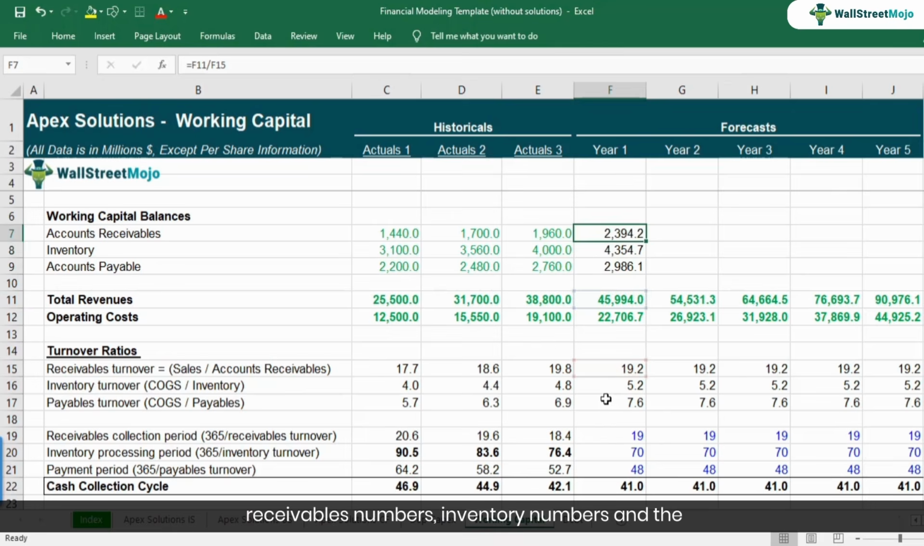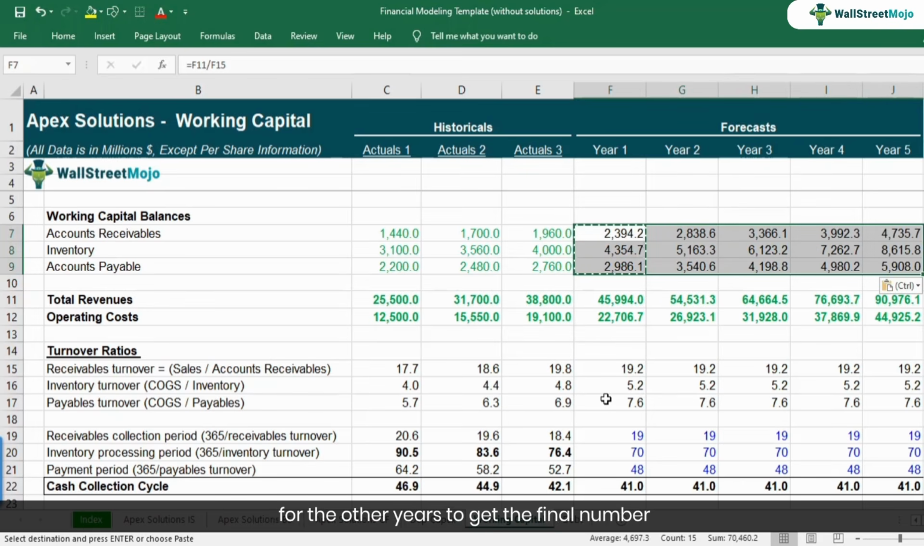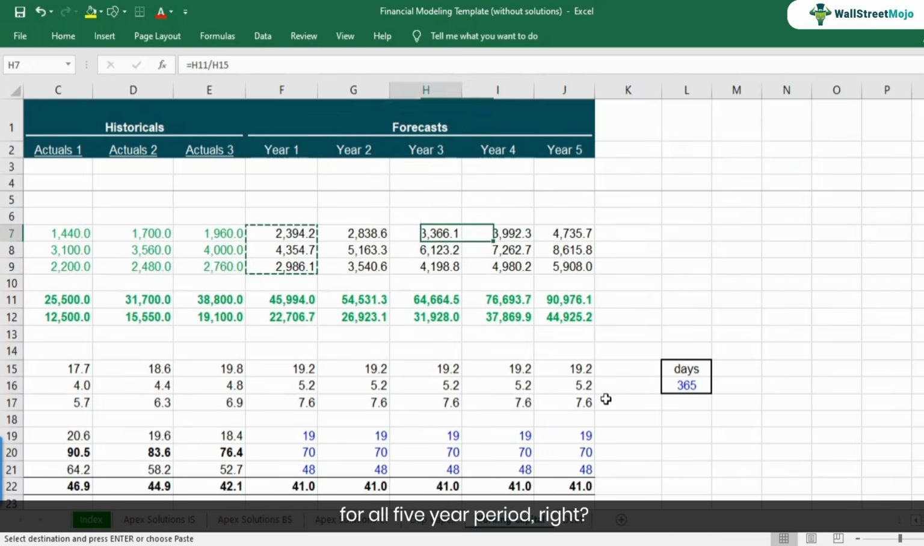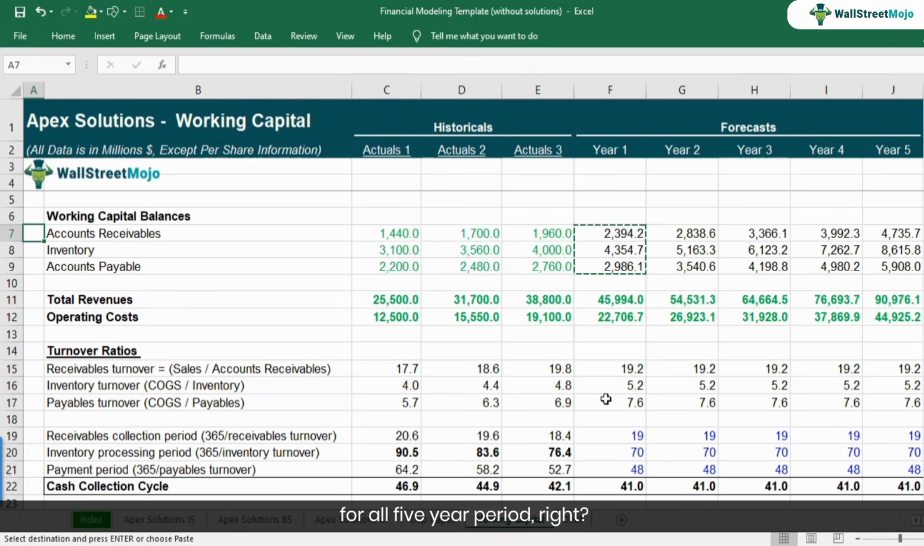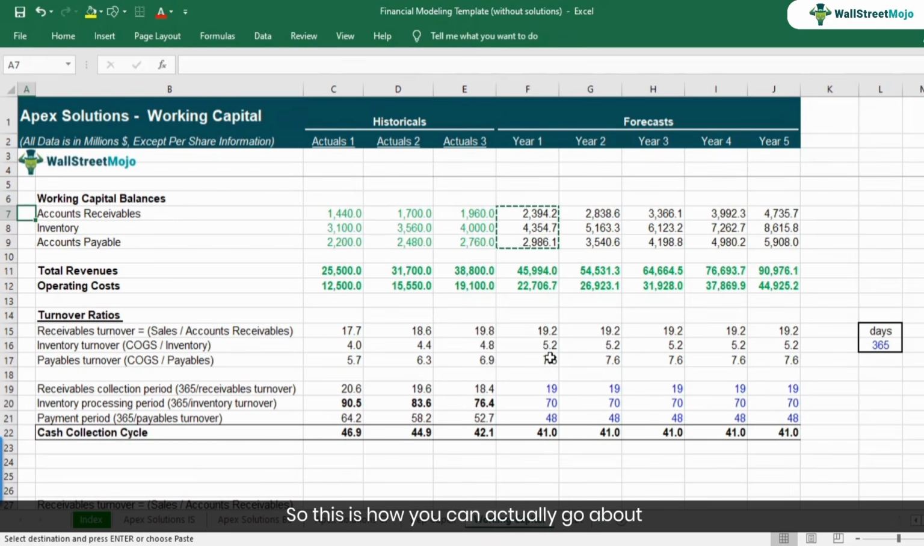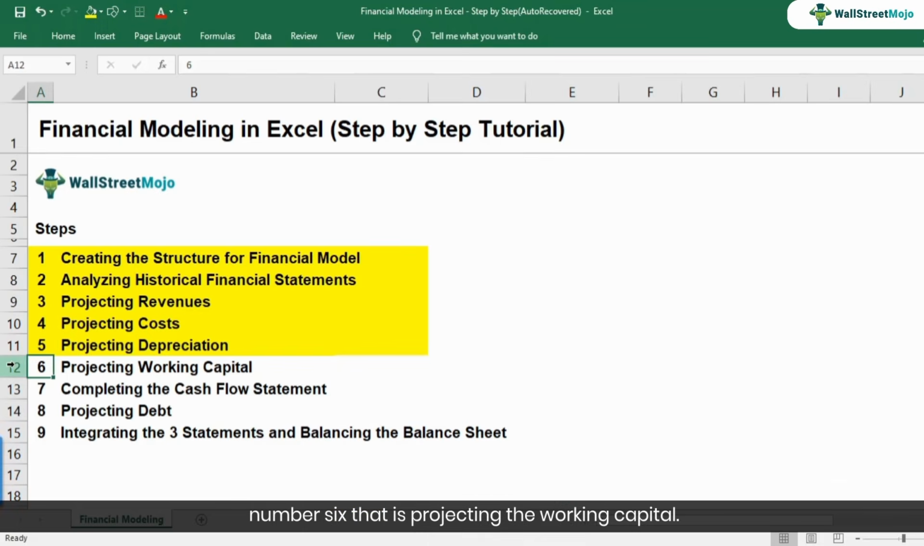So with this, we get the receivables numbers, inventory numbers, and the payables numbers for the first year. And I can just simply copy this and paste it for the other years to get the final number for all 5-year period, right? So this is how you can go about projecting the working capital items within your financial model. Okay, so this basically completes our step number 6, that is projecting the working capital.